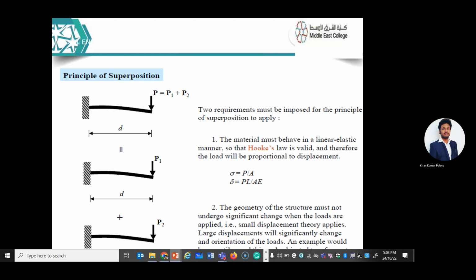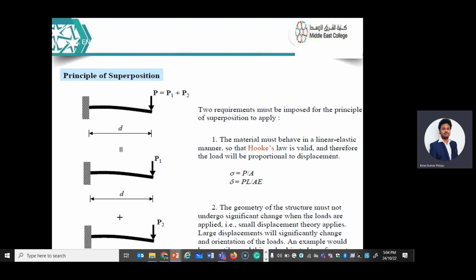Stress, load by area. I think you have studied this in Introduction to Civil Engineering. Yes. Stress, load by area. Strain, change in length divided by original length. Young's modulus, stress by strain. Now, the reason for giving these three formulas is that I want you to understand Hooke's law.